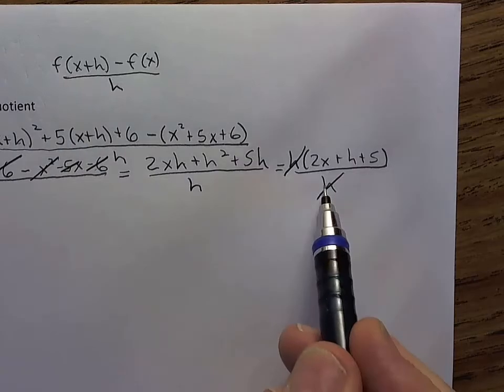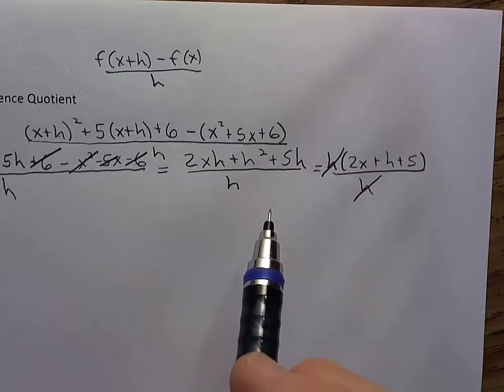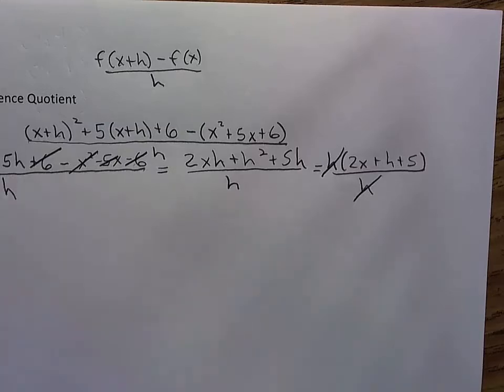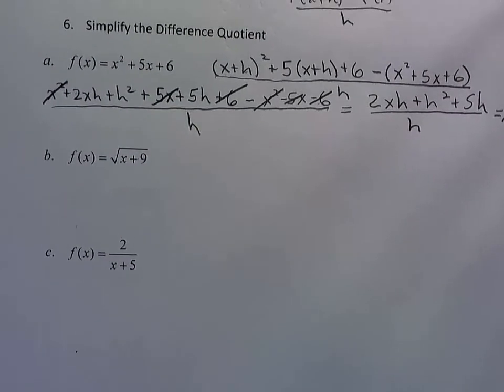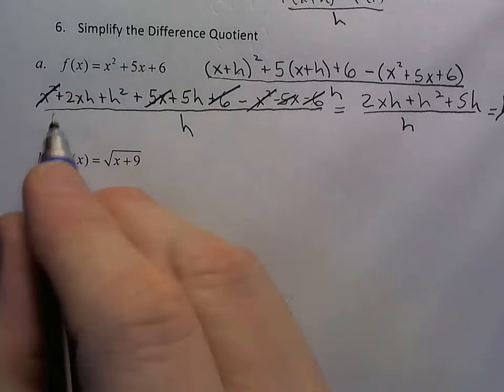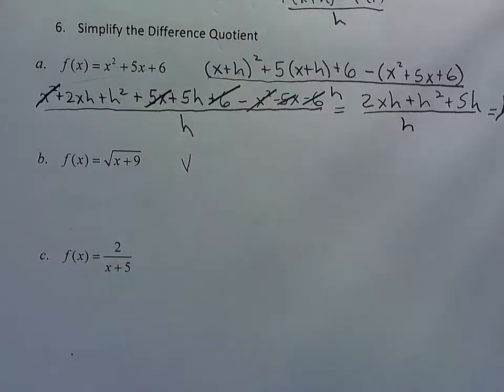Now, in this class, this is as far as we're going to go. When we've got that h divided out on the bottom, we're done. Now, later on, when you take calculus, you'll go further than this. But right now, this is as far as we want to go. Okay. Now, that's the first type. Now, you also have the difference quotient for this one.